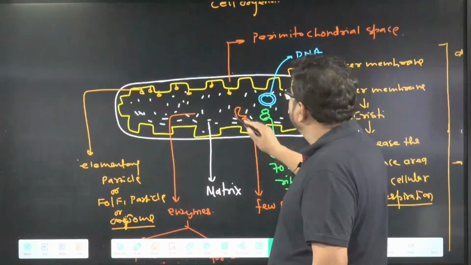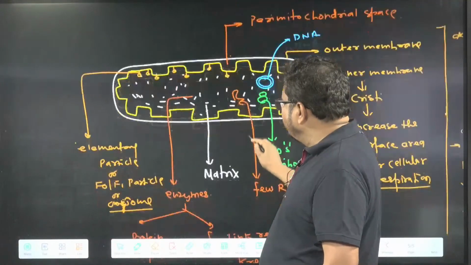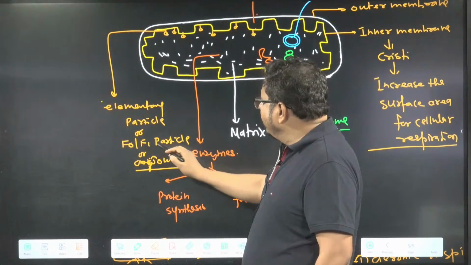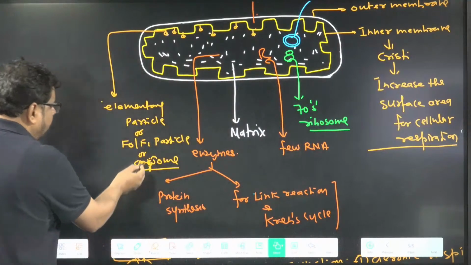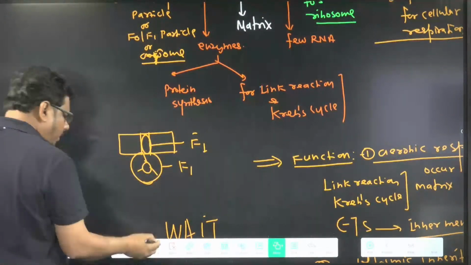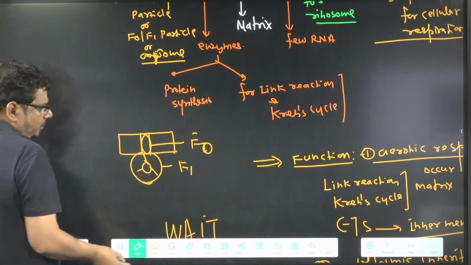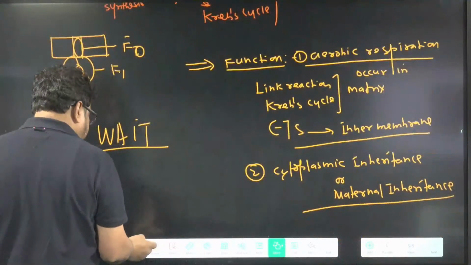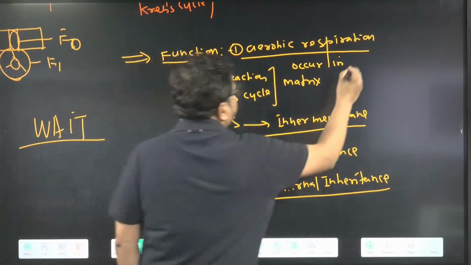If you look at the inner membrane, you find pinhead knob-like structures present at every 100 angstrom, and this is called elementary particle or F naught and F1 particle or oxysome. Getting the idea or not? So if you look at the detailed structure, it looks like this. It is inner membrane, F naught particle, F1 particle. So these are present in the inner membrane. About that we will deal in much detail in which chapter? Cellular respiration.